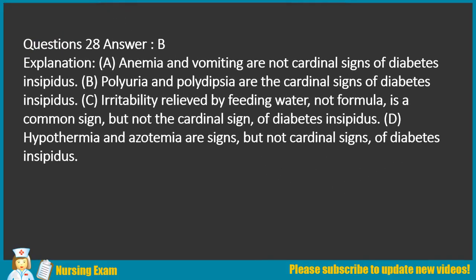Question 28 Answer. B. Explanation. A. Anemia and vomiting are not cardinal signs of diabetes insipidus. B. Polyuria and polydipsia are the cardinal signs of diabetes insipidus. C. Irritability relieved by feeding water, not formula, is a common sign, but not the cardinal sign, of diabetes insipidus. D. Hypothermia and azotemia are signs, but not cardinal signs, of diabetes insipidus.